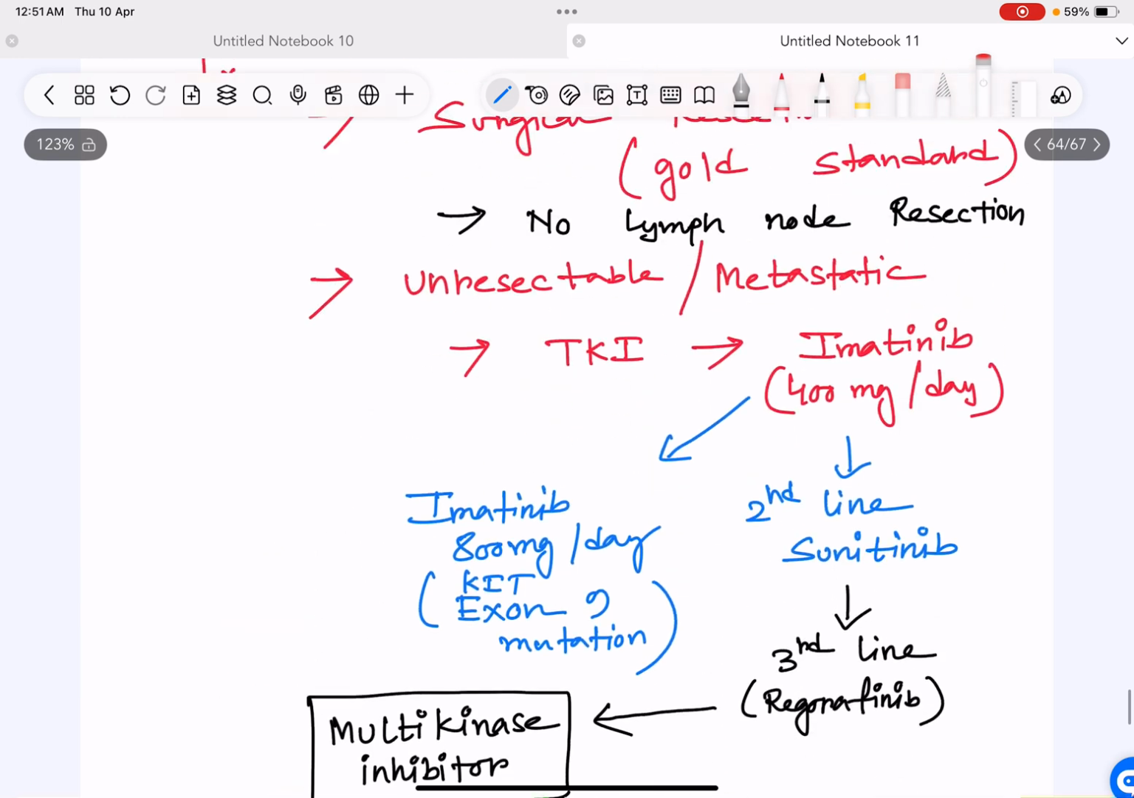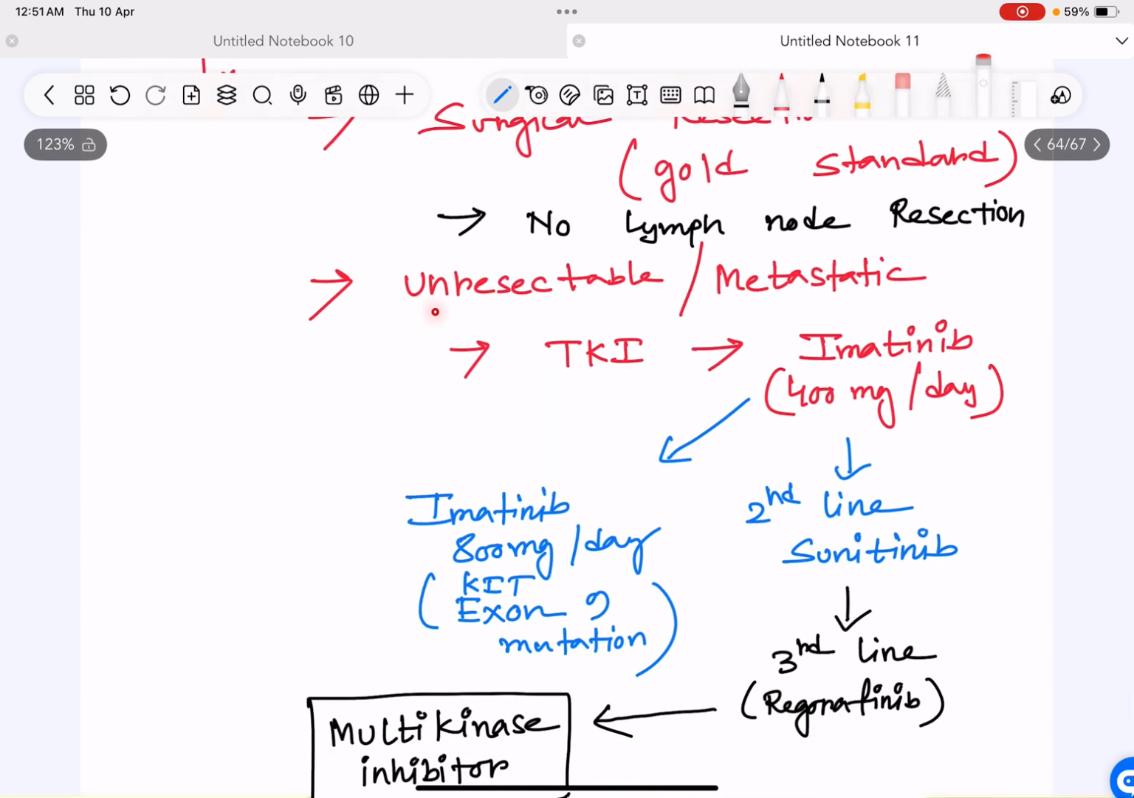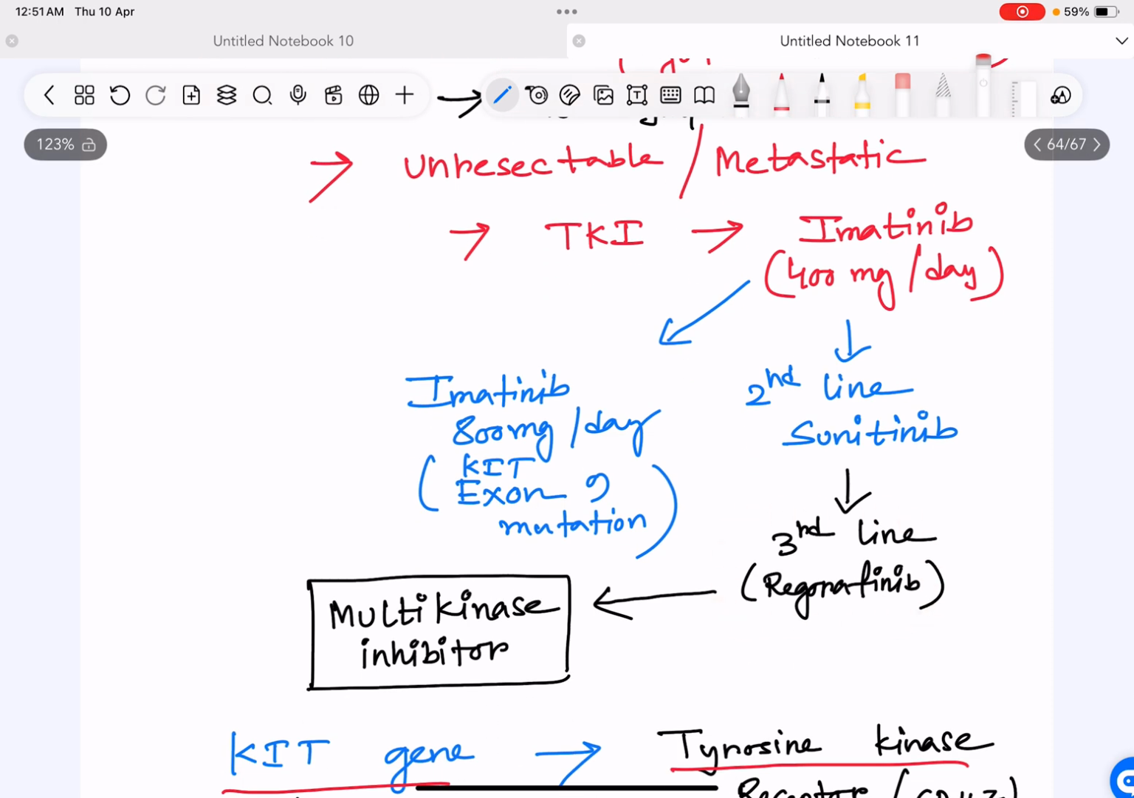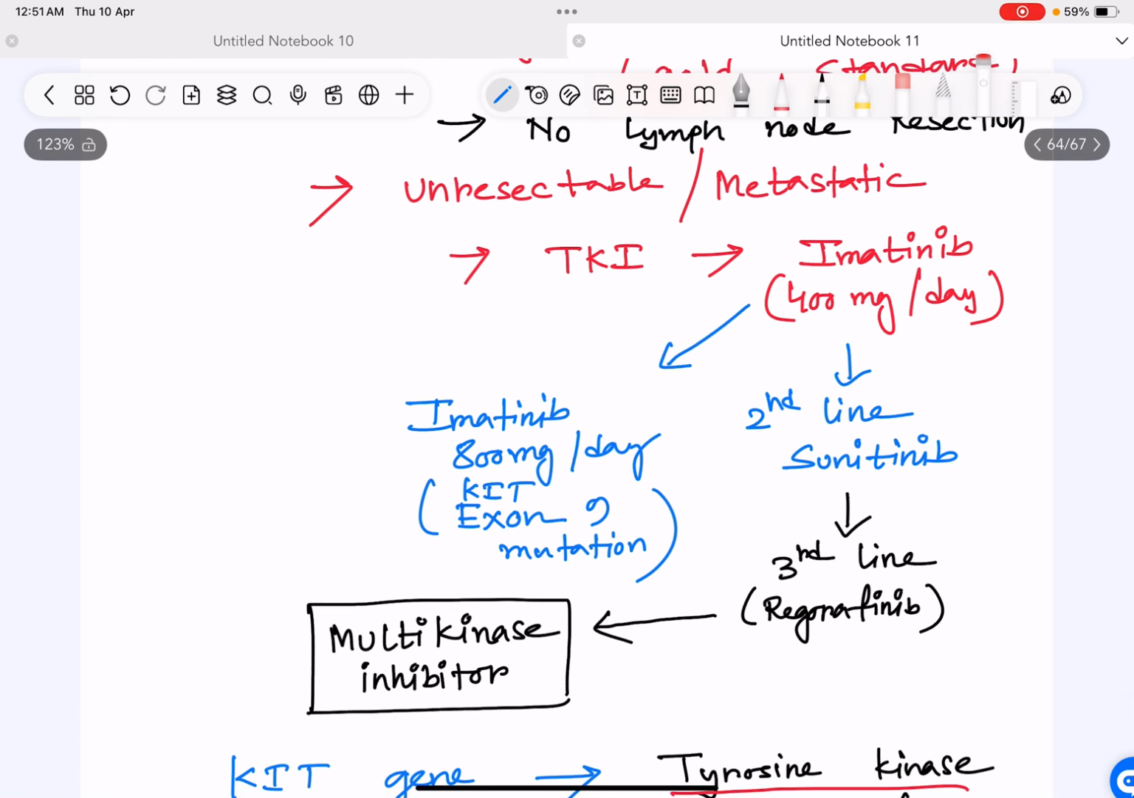Okay, so if it is unresectable or metastatic, any of the two, then you give imatinib 400 mg per day. That's a tyrosine kinase inhibitor. If imatinib doesn't respond, you give sunitinib. How do you check the response? PET CT. If imatinib is not responding, give sunitinib. If sunitinib is also not responding, you give regorafenib. Imatinib and sunitinib are both tyrosine kinase inhibitors, but regorafenib is a multi-kinase inhibitor. So regorafenib is the third line drug.